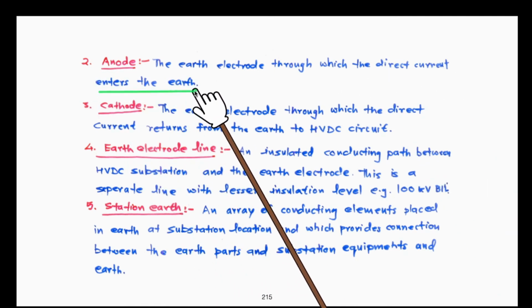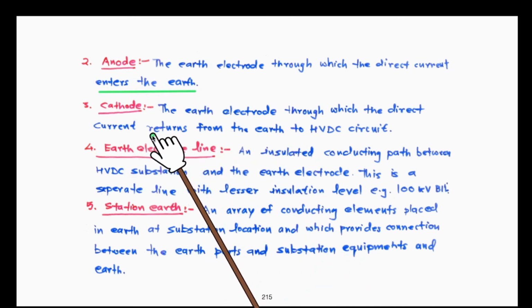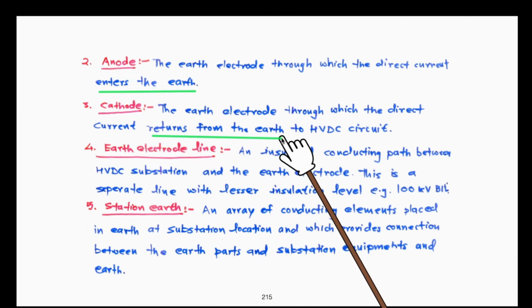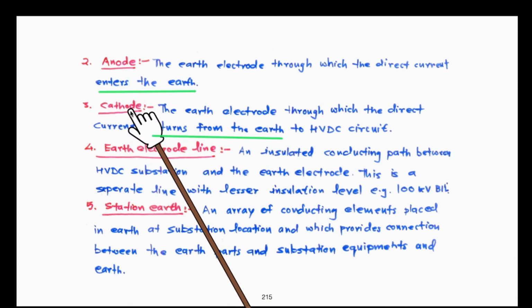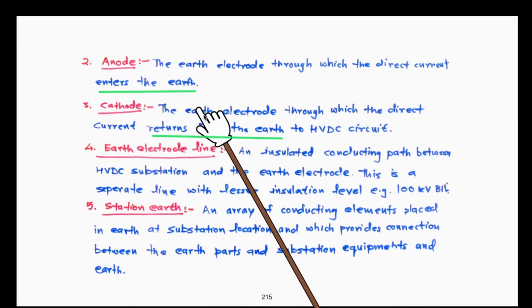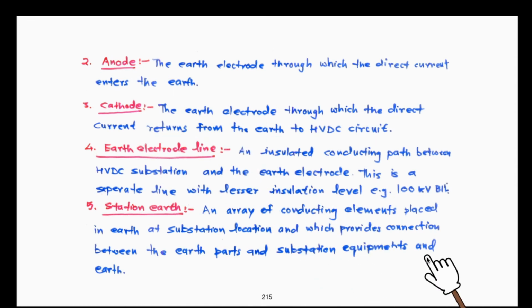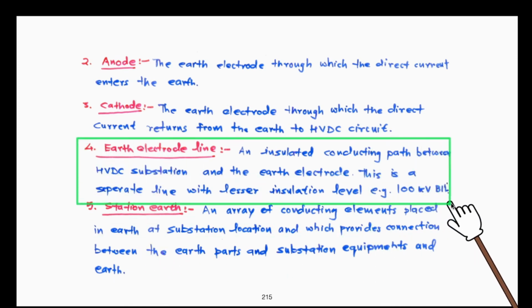That terminal is called the anode, right? And from where the current returns from the earth to the DC circuit, that is called the cathode. Okay. Anode and cathode. The anode supplies current to the earth, and the cathode collects the current from the earth. Next, a very important aspect is the earth electrode line.